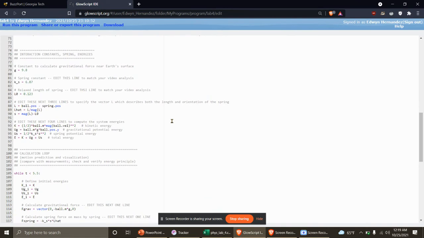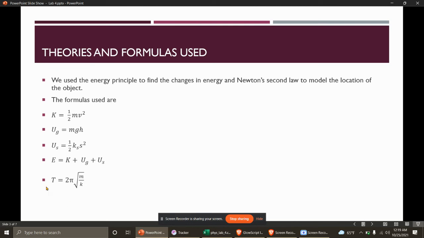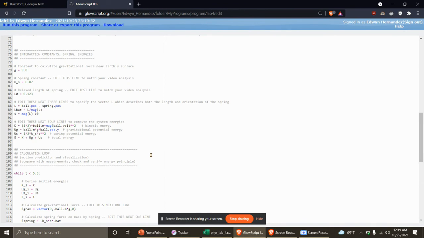Our gravitational constant at the Earth's surface is 9.8. For our spring constant, we use this formula right here, and we got 6.87. For the relaxed length of the spring, we use another formula to find L0, which is equal to 0.123 meters.